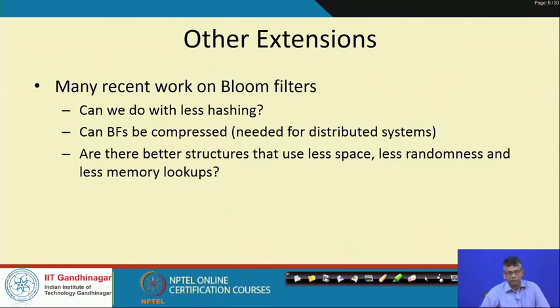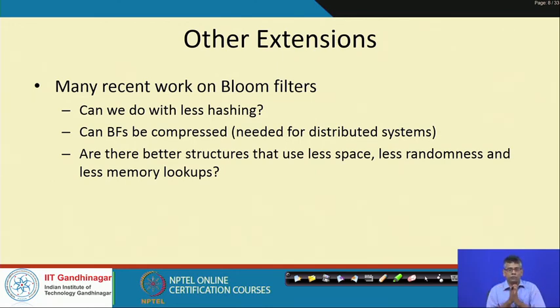Here is a very interesting question. For every input element that comes, we hashed it k times using k hash functions. Can we do with less hashing, much less hashing, maybe only with 2 hashes? It seems possible, actually. A very interesting use case of Bloom filters is when it is used in the distributed setting. In that case, sometimes you want to compress the Bloom filters and send them across.